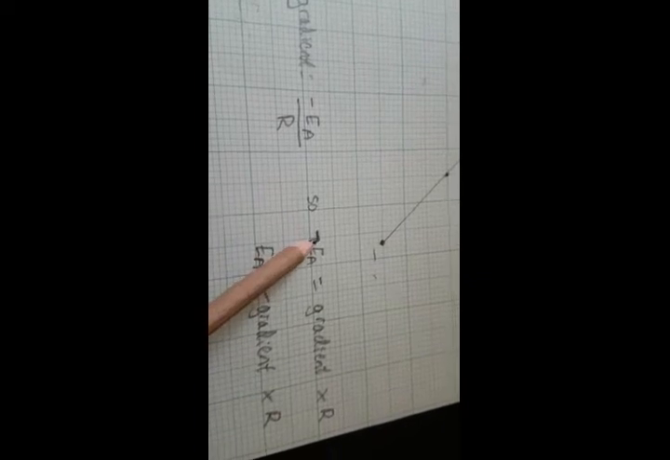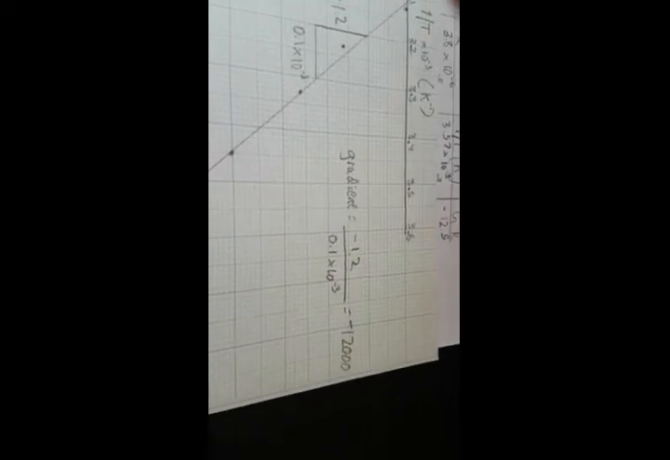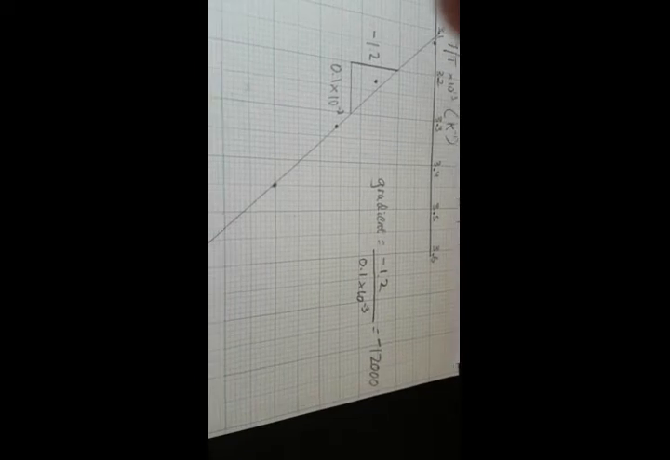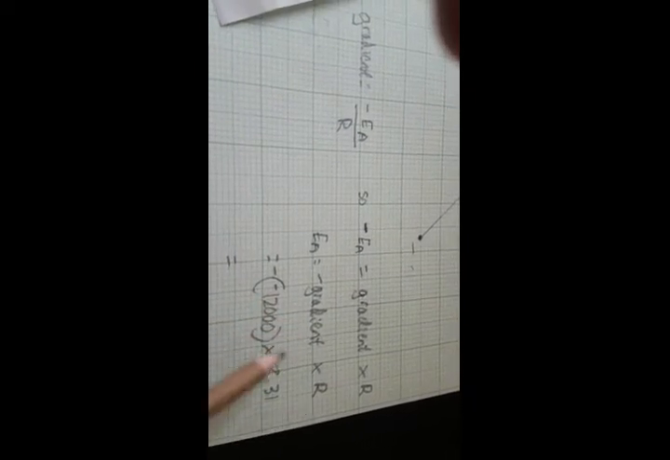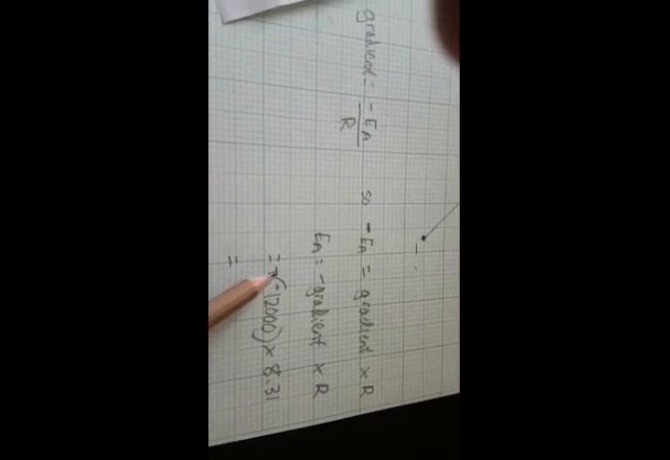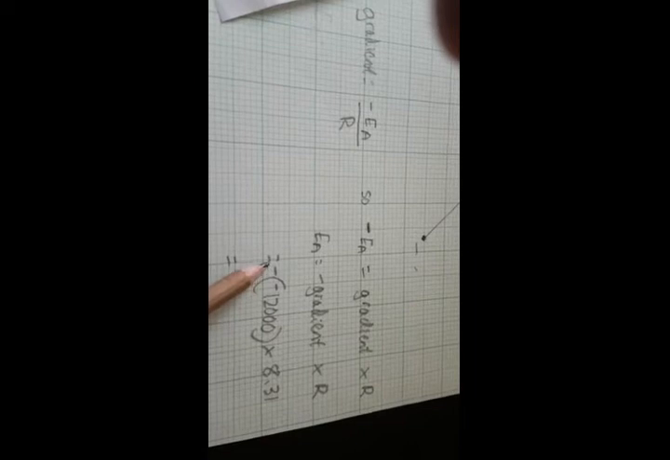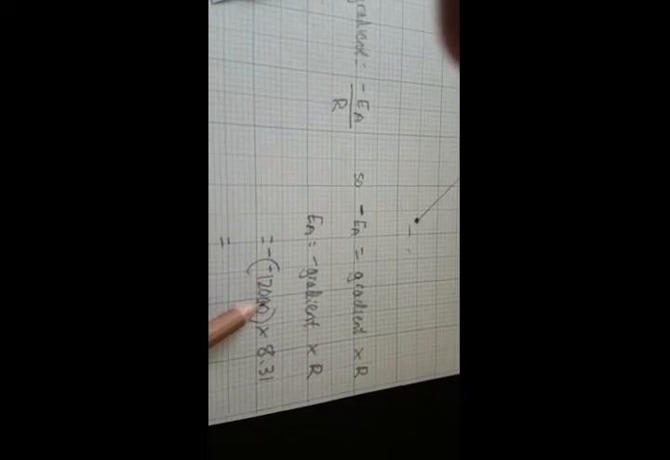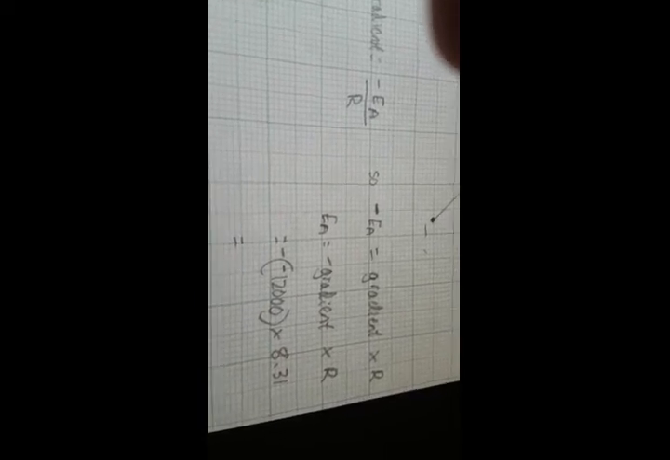Then, just to remove the minus sign from this, I'll move it over to the other side, and Ea becomes minus gradient times R. Now, given that our gradient is itself minus 12,000, if our Ea is minus gradient times R, it becomes Ea is minus 12,000, and the two minuses cancel each other out, and it just ends up becoming a positive number times 8.31.